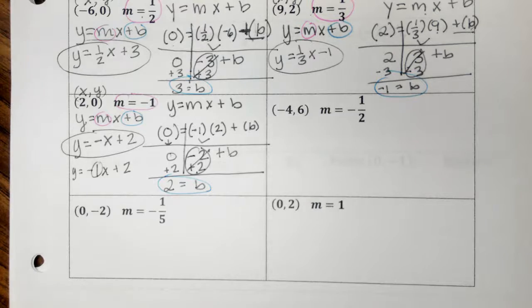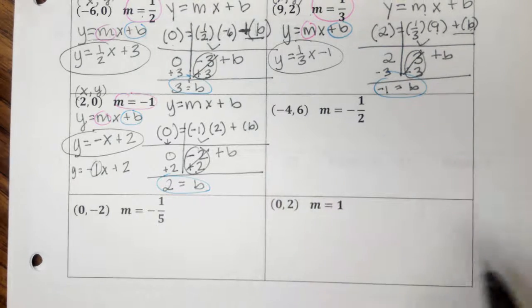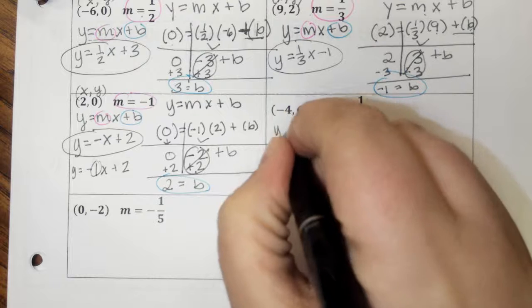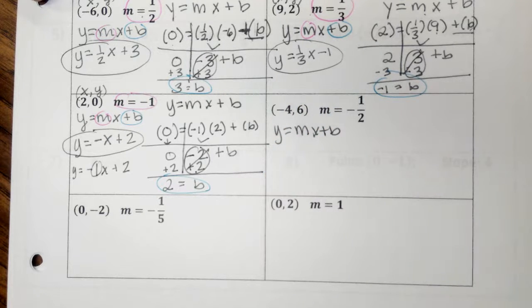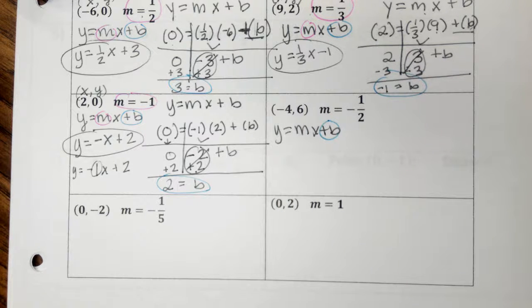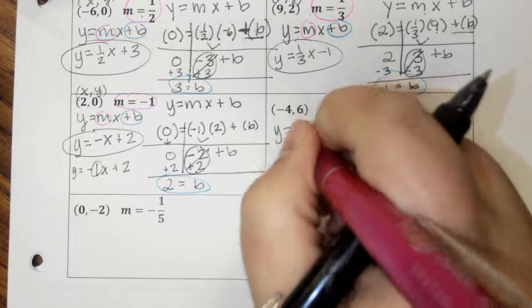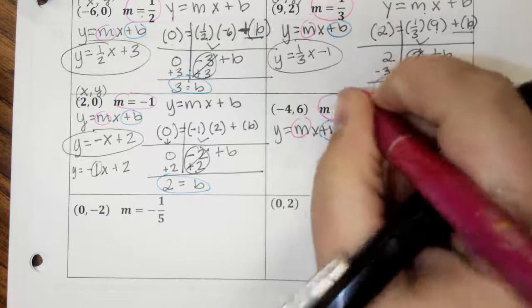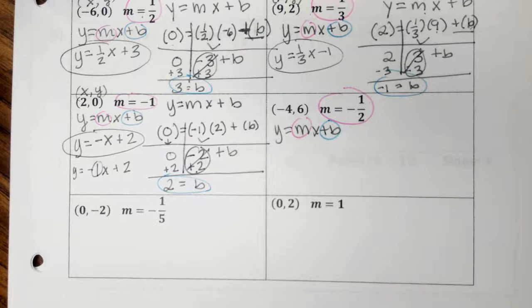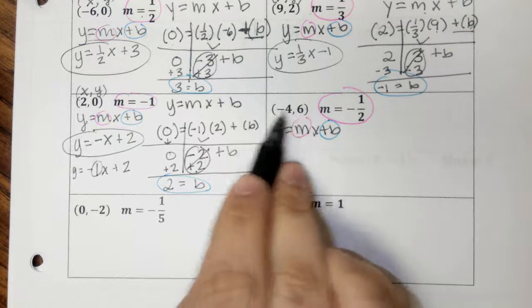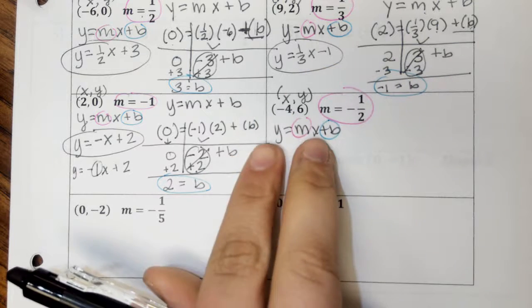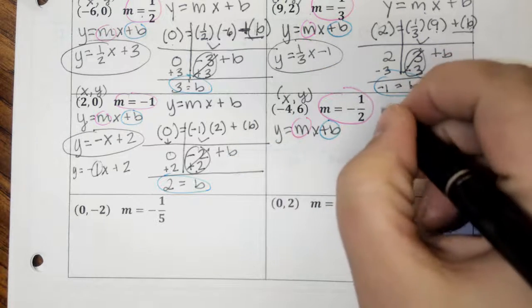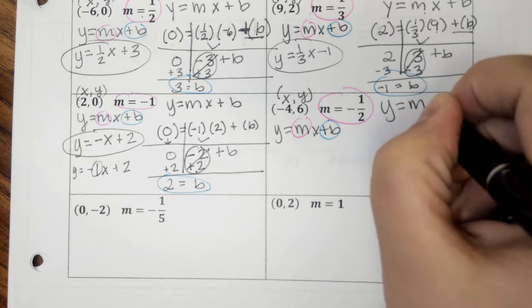Looking at the next example. Our goal is to write y equals mx plus b, where we'll replace b with a number and m with a number. We already know that m is -1/2. We don't know what b is, but we do have this ordered pair, and ordered pairs are x comma y, which happen to be these other two letters. So we're going to use all of that information to solve for b.